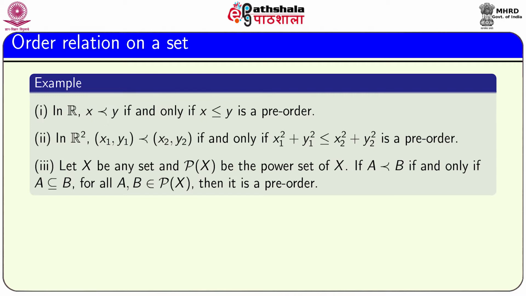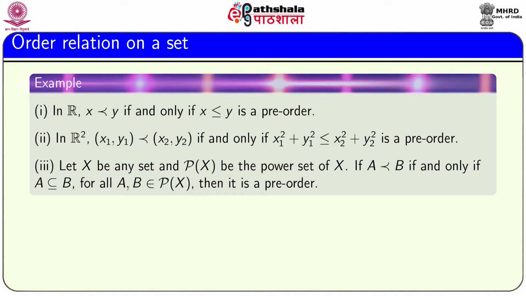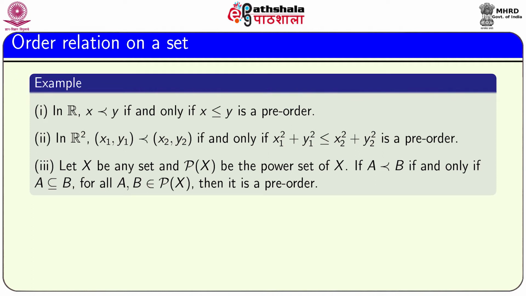Let us consider an example. We consider the set R of real numbers, and define the relation that x ≺ y if and only if x is less than or equal to y. This less than or equal to means the usual ordering of real numbers. It can be seen very easily that this particular relation x ≺ y is a pre-order.